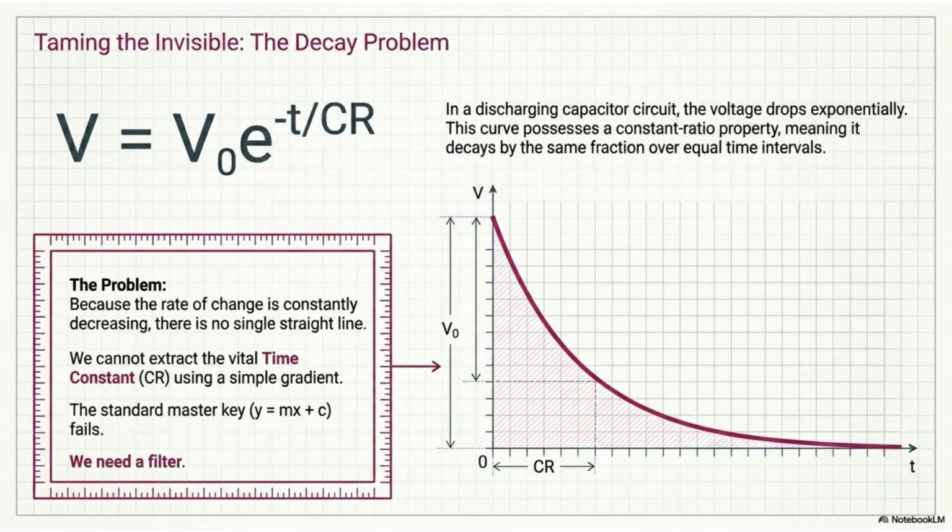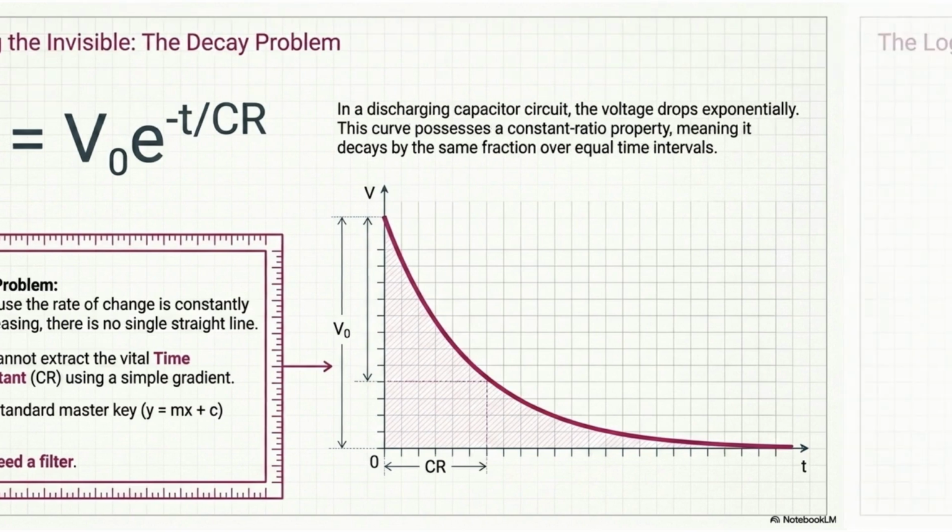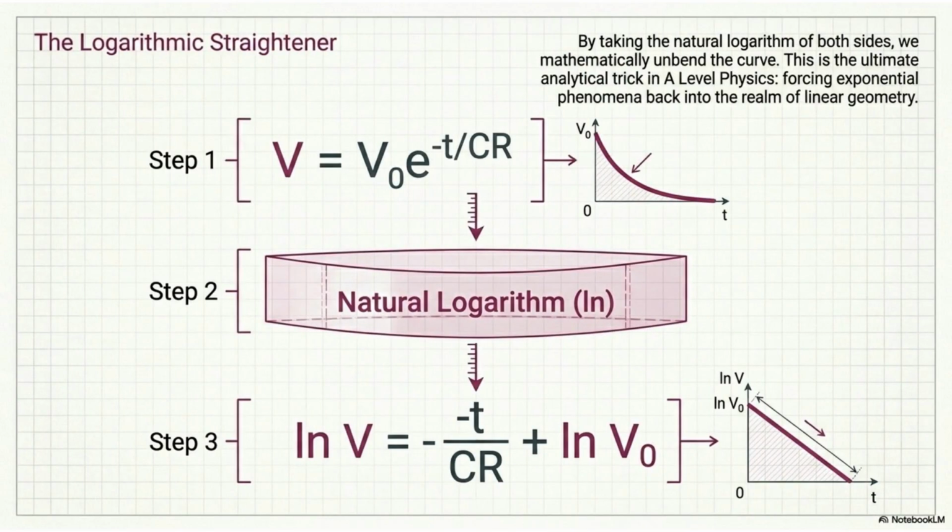When looking at decay problems, such as a discharging capacitor, since the voltage drops exponentially, V equals V0 e^(-t/CR). This does not easily compare with y equals mx plus c, and the tangent does not help either. We cannot extract the time constant, CR, with a simple gradient. The solution to this problem is using the logarithmic straightener. This is the ultimate trick to unbend the exponential curve.